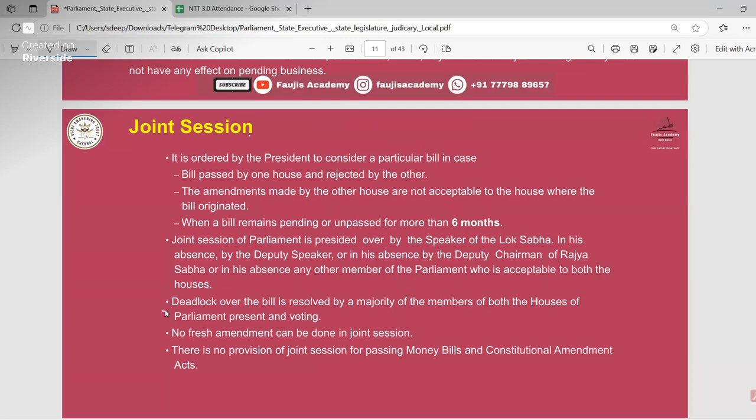The deadlock over the bill is resolved by a majority of the members of both the houses present and voting.